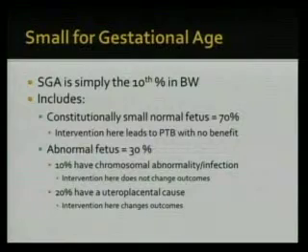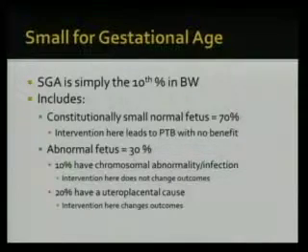So let's start by focusing on small for gestational age. This term simply means lower than the 10th percentile in birth weight of all babies born at that gestational age. This doesn't reflect a normal or abnormal growth pattern. It only reflects the size at delivery, and that's all you can take it for.